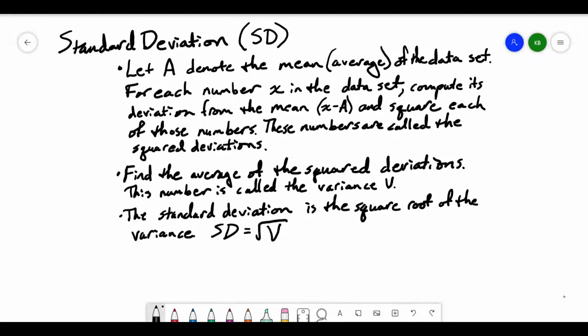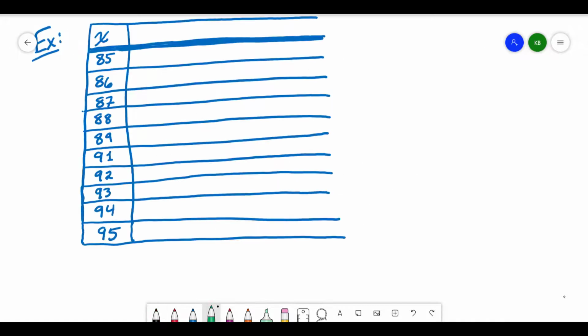This value tells us how spread out the data is from the mean overall. So this actually takes every data point into consideration, unlike the range or the interquartile range. So this is a very, very powerful way of thinking about how spread out our data is. Let's take a look at an example.